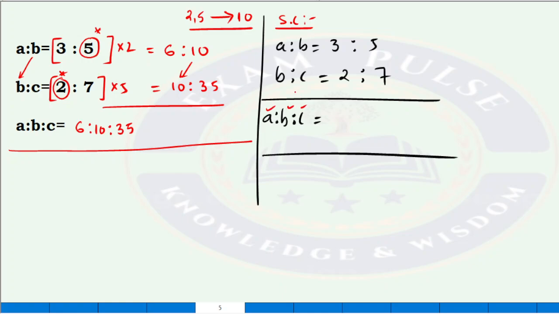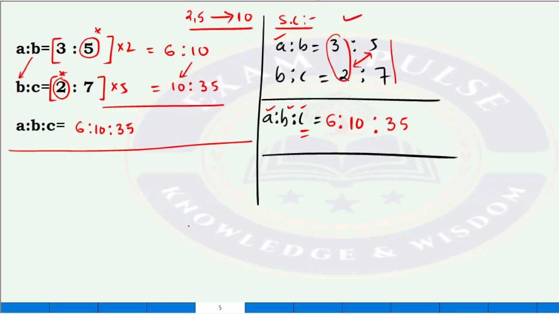A, B, C. In order to get the first one, multiply the first two. What is 3 into 2? 6. Just leave the middle one. In order to get the last one, multiply the last two. What is 5 into 7? 35. In order to get the middle one, multiply the middle two. What is 2 into 5? 10. I'm just repeating: in order to get the first one, multiply the first two; the middle one, multiply the middle two; the last one, multiply the last two. This will be the shortcut method.